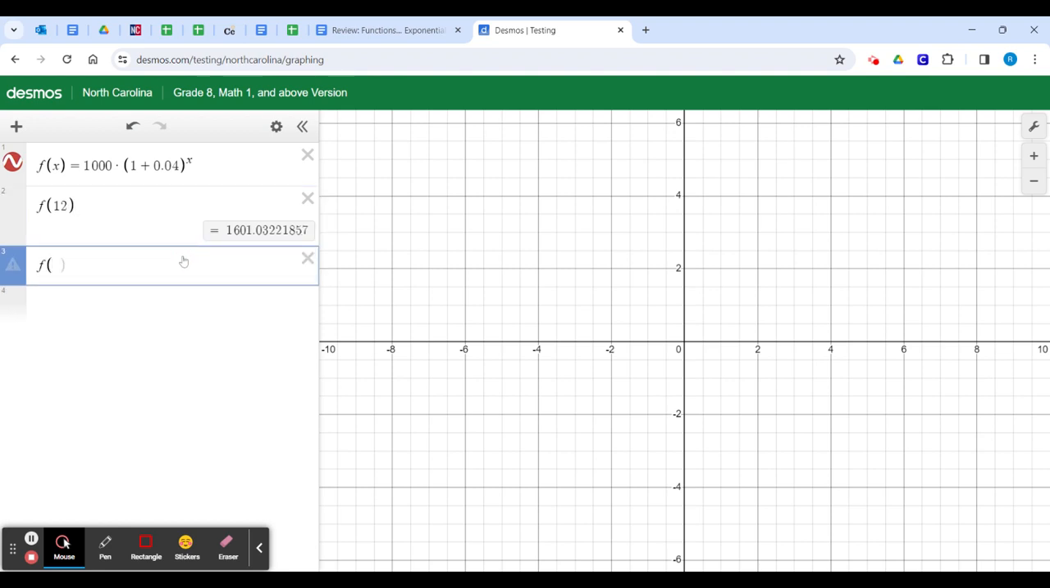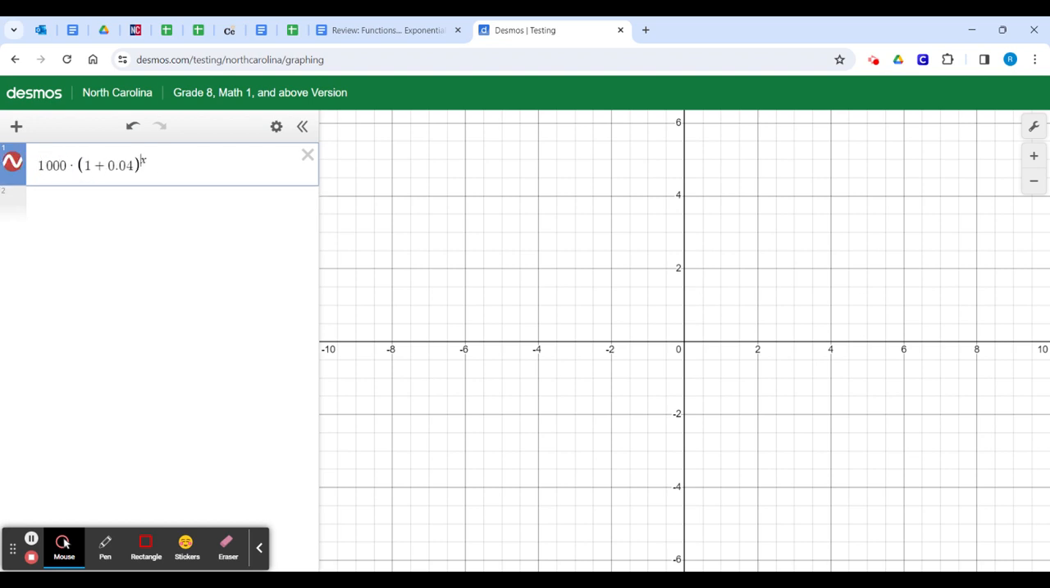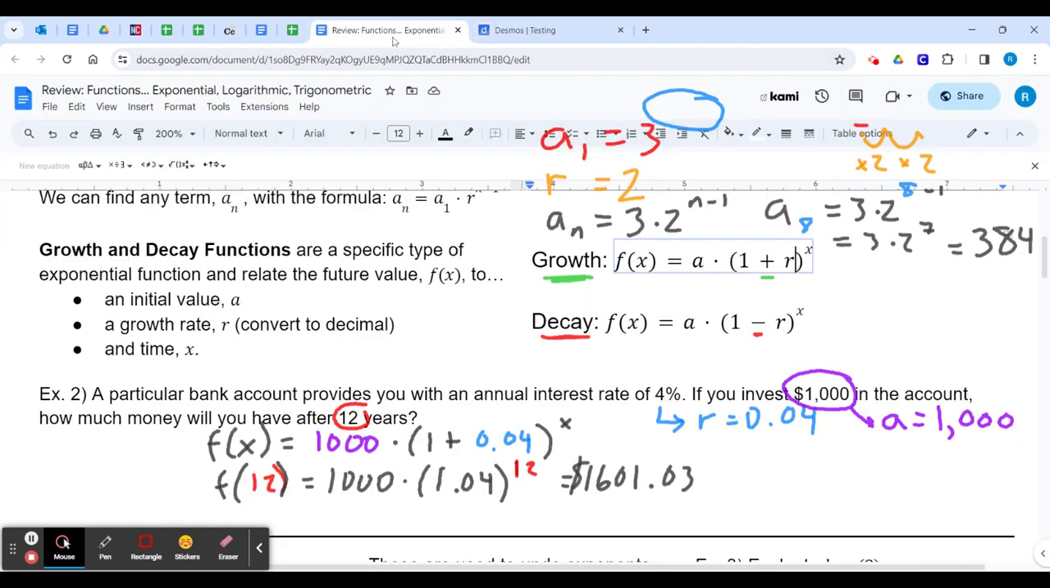If we want to see what it's like after 50 years, we can type that in as well, f of 50. If you had skipped that portion and just wanted to plug in 12, all we got to do is replace that x with 12 in our formula, and you'll see that it calculates out to that 1601 as well.